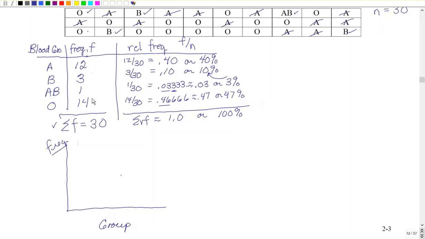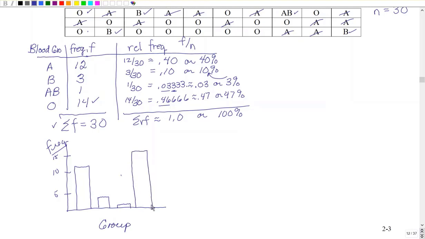So how high do you need to go? The highest frequency is 14. So maybe you go 14 or a little higher, 15. So let's say I just say, all right, I'm going to go to 15. So 5, 10, 15. And then all you do is draw a bar for each category. So I'm just going to do these in the order they're in. So type A had a frequency of 12. Type B had a frequency of 3. AB only had a frequency of 1, and O had a frequency of 14.